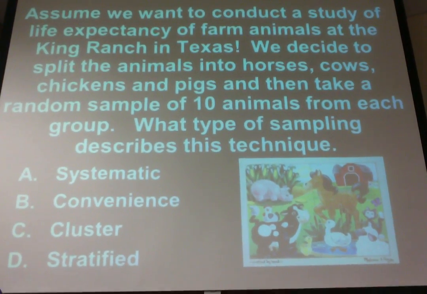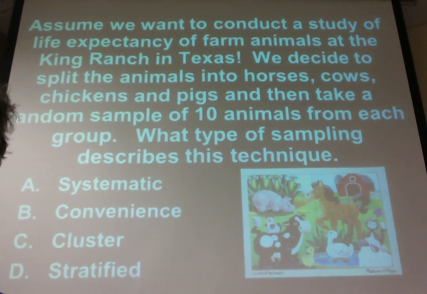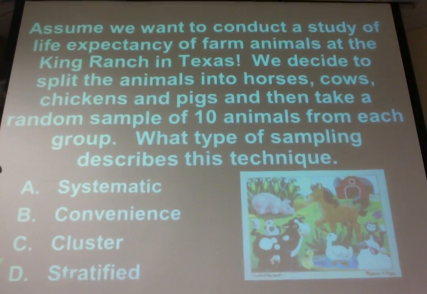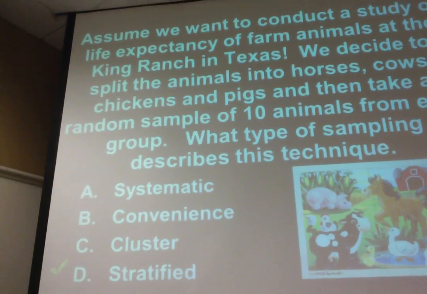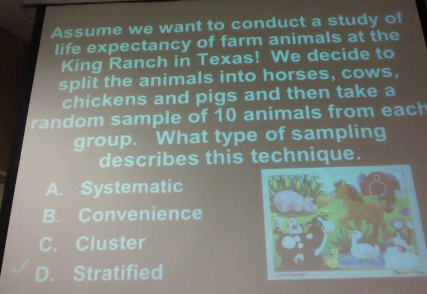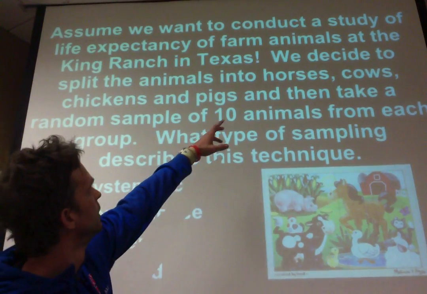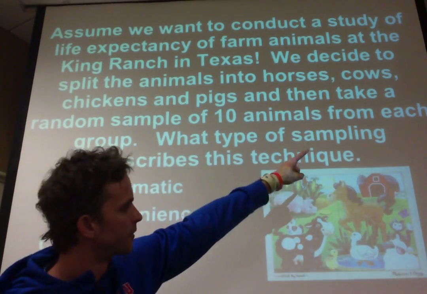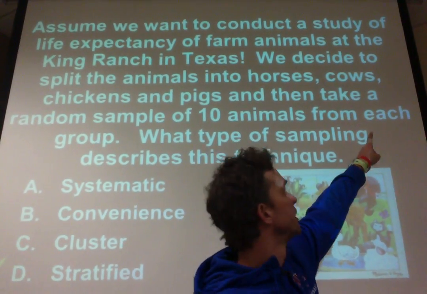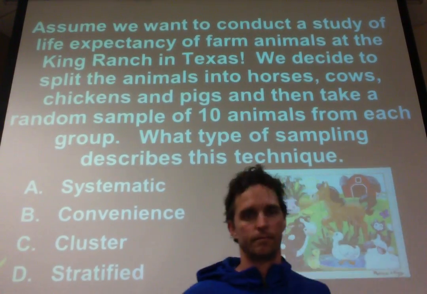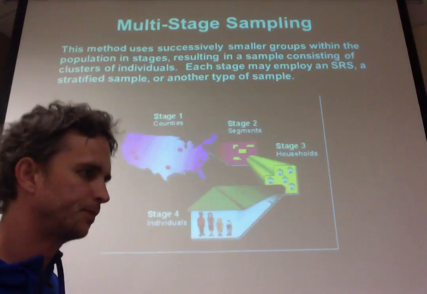And your answer is, slide. Oh, you can see that. D, of course. It is stratified sampling because of 10 animals from each, the magic word, from each group. That's stratified for you.